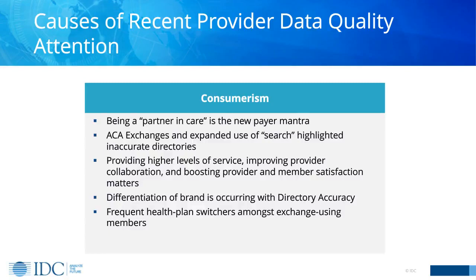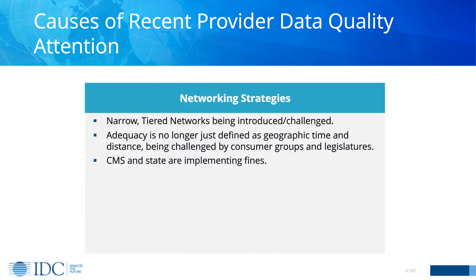The second cause is, again, narrow networks. Payers are working them, trying to define cost and quality and ensure that the people are served while the network is optimized. Adequacy, we talked about briefly. Adequacy is not just time and distance. It's whatever the legislature defines. And sometimes it's a rabbit that's hard to catch. And behind that, the states are implementing fines. So as a network manager, it's very difficult to figure out exactly what you're shooting for, but these strategies are causing organizations to pay attention to data quality in the provider area.